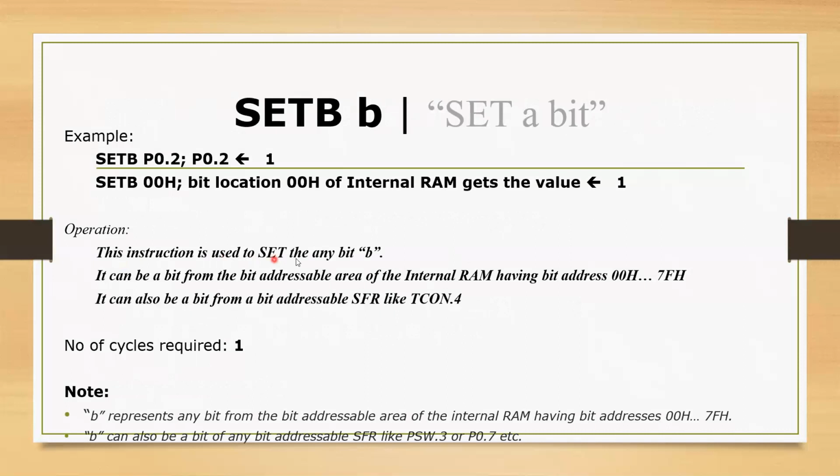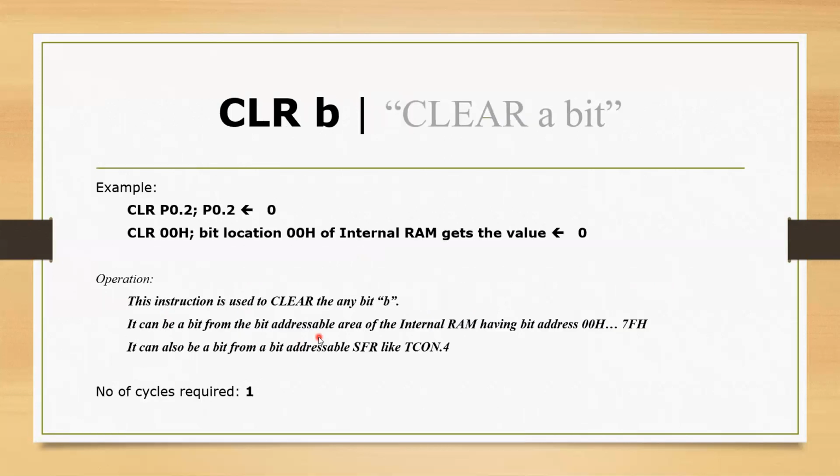This instruction is used to set any bit B. It can be a bit from the bit addressable area of the internal RAM having address 00 hex to 7F hex, or it can also be a bit from a bit addressable special function register like TCON.4. TCON.4 means the fourth bit of the TCON register. The number of cycles required is 1.